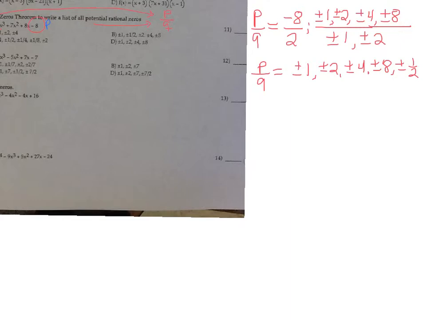Then the next one, 2 divided by 2, I already have it over here, is 1. 4 divided by 2, that's 2. And 8 divided by 2 is 4. So I already have those on the list, so you don't have to write them again. So this is it. This is the list of potential rational zeros. And if you look at the answer choices, that is B.